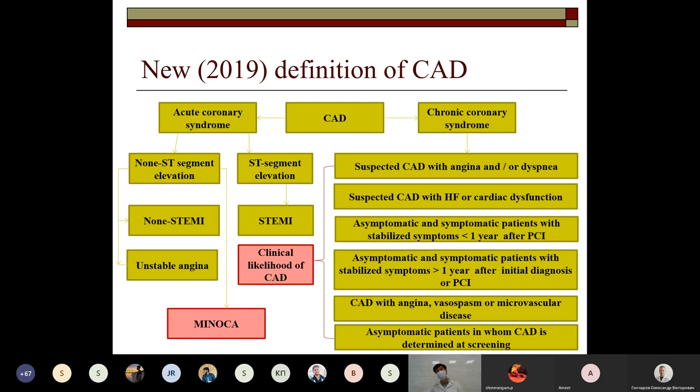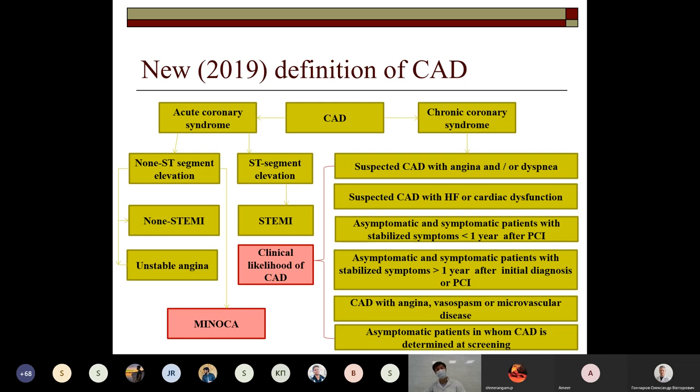The patients should be graded into some groups: asymptomatic and symptomatic patients with stabilized symptoms less than 1 year after PCI; asymptomatic and symptomatic patients with stabilized symptoms more than 1 year after initial diagnosis or PCI implementation; CAD with stable angina or vasospasm, microvascular disease, then large epicardial artery disease and near normal or normal arteries; and the asymptomatic patient in whom CAD is determined at screening. This patient does not have clinical signs and symptoms of CAD, but according to specific calculation, the risk of suspected CAD is extremely high, more than 25% for 5 years.